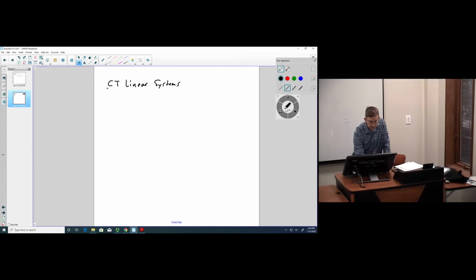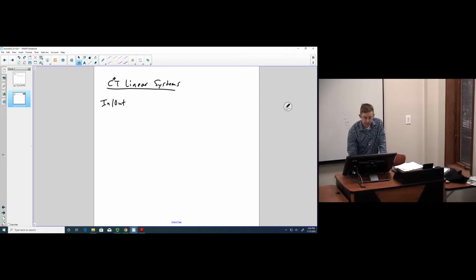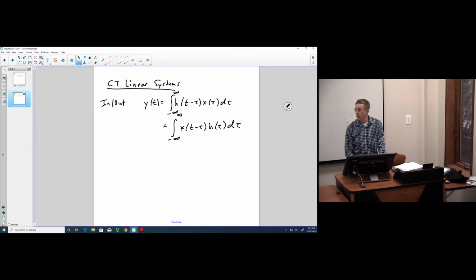Let's talk about some of those basics and some of the themes we need to be familiar with. In terms of input and output, hopefully you remember how they are related. My output is a function of my input via convolution of the system impulse response h and the input x. Hopefully that convolution integral looks reasonably familiar. Here I have a time reversed and shifted h. You could also write it equivalently as a time reversal and shifting of x. Those are completely equivalent things.